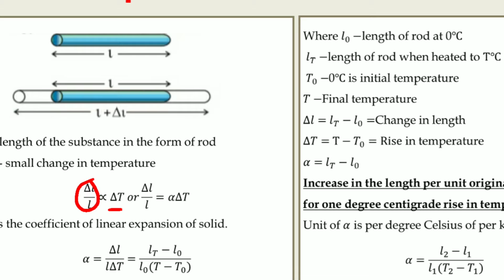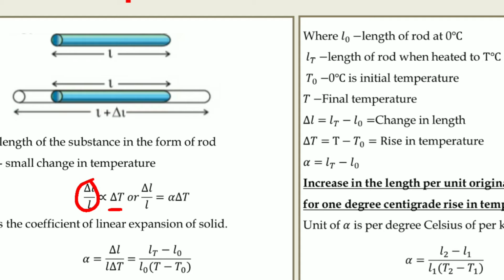And delta T is the small change in temperature. To remove the directly proportional sign, you can take a constant, that is delta L by L is equal to alpha into delta T. And here alpha is called the coefficient of linear expansion of solid. Alpha is not the same for every solid material. It is different because the material is different, so the coefficient of linear expansion is also different, and its value will be different for different materials.